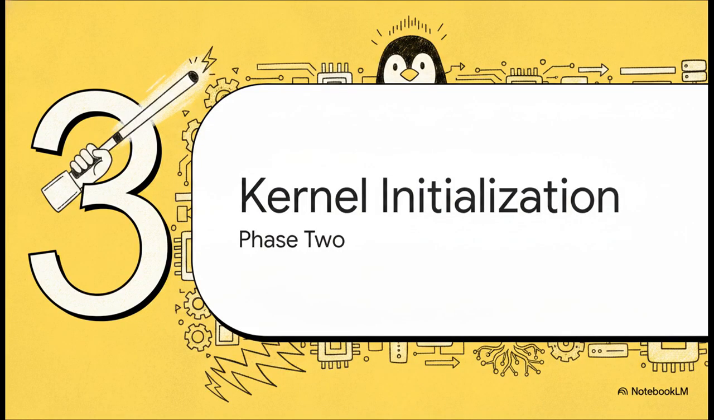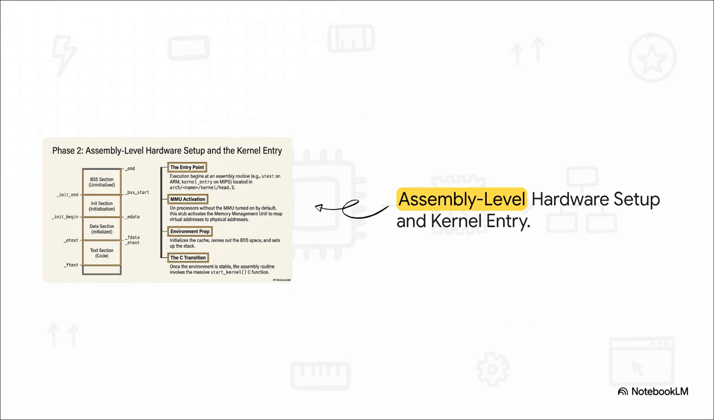Moving right along to part 3, phase 2, kernel initialization. So the baton is now firmly in the hands of the Linux kernel, and the core intelligence of the system is about to come online. But wait, it doesn't immediately start running C code. Nope, it actually begins at an assembly-level routine, something like head.S. This vital little stub activates the memory management unit, which maps virtual addresses to physical ones. It initializes page tables and zeroes out the BSS space just to prep the environment. Only once this environment is perfectly stable does the assembly routine invoke the massive C function called start_kernel.